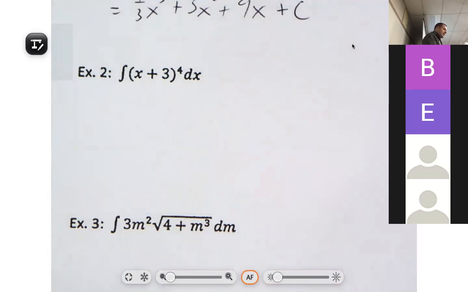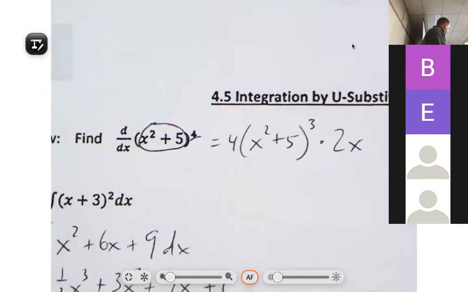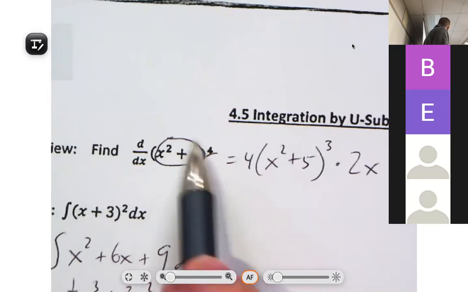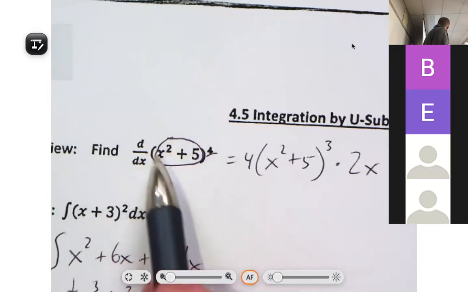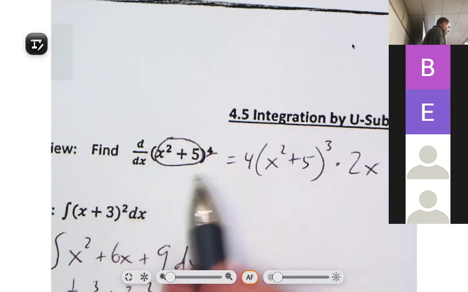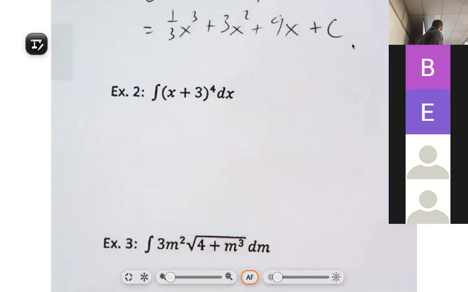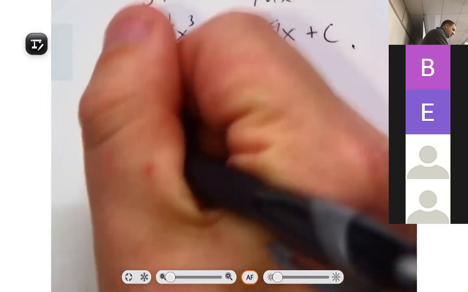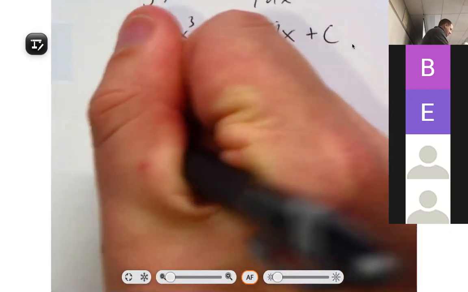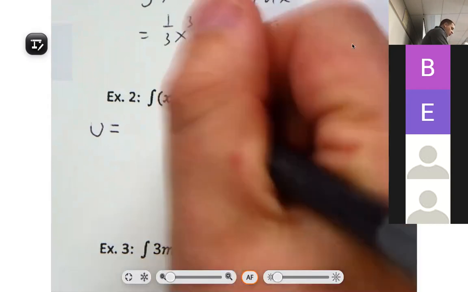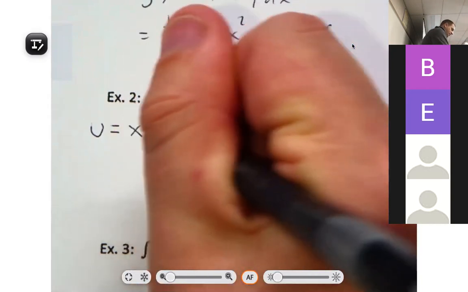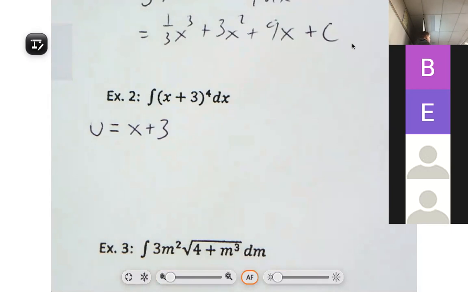But pretty much any inside function, like if I go back up to this chain rule problem, I circled the inside function. I circled x squared plus 5. That's my inside function. Well, Caitlin Decker, what looks to be the inside function on this integral? X plus 3. Okay, so any inside function, I'm going to define that as u. So here's my process of work. I'm going to let u equal whatever my inside function is. So in this case, u is x plus 3.